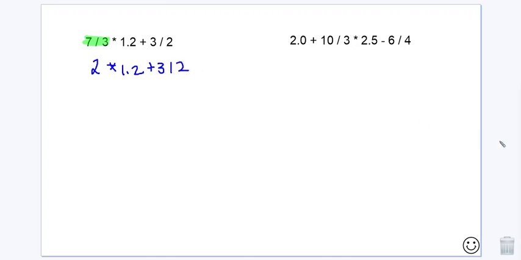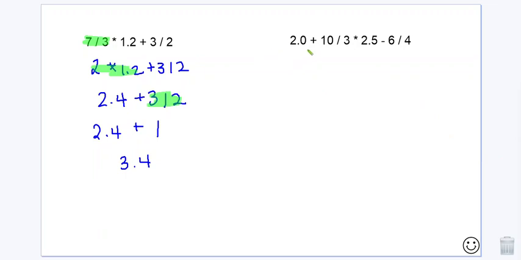Next I'm going to do 2 times 1.2. And then next I'm going to do my division, and because these are both integers, I'm only doing integer division, which means I get an integer result. 3 divided by 2 is 1, not 1.5. But here I have a mixed double with an int, so here I can get my double as an answer.